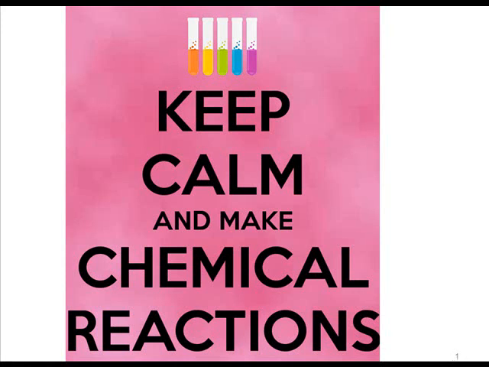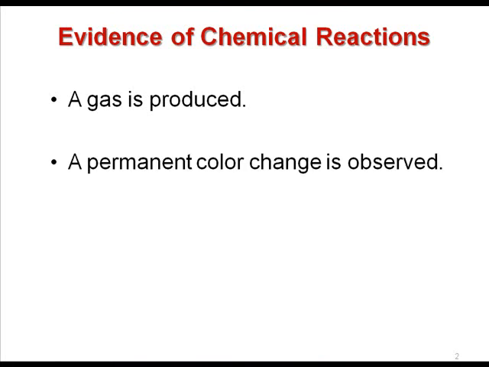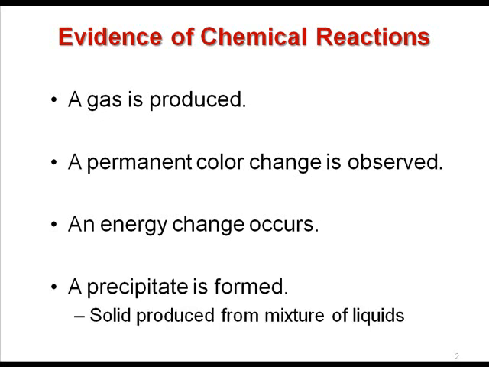Right. Let's take a look now at the ideas associated with chemical reactions. How does one know a chemical reaction has occurred? Well, a gas can be produced. There's a permanent color change. Energy, such as heat, is released or absorbed. And a precipitate might form, where a solid is produced from a mixture of liquids.